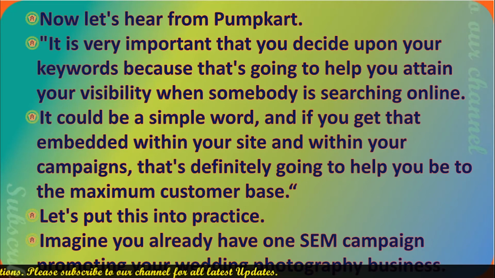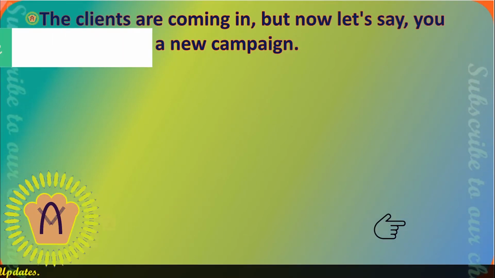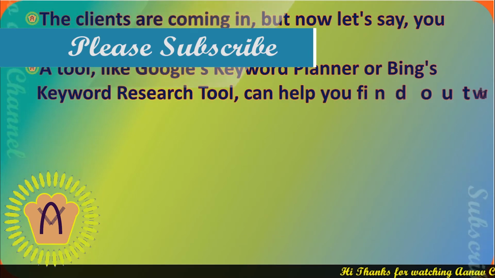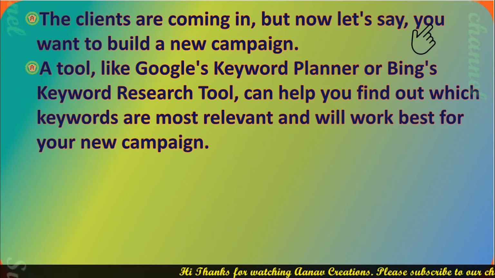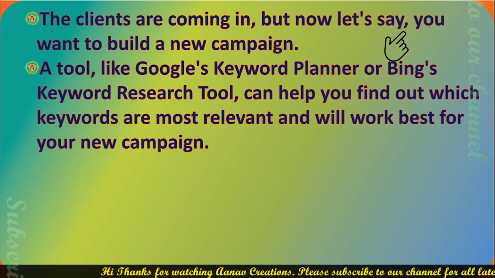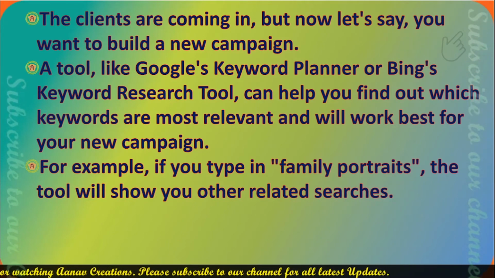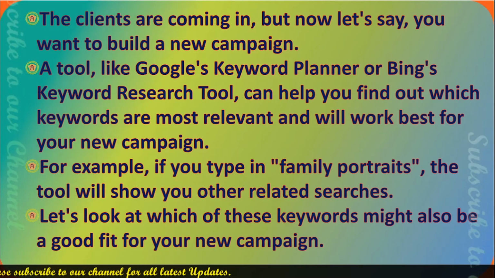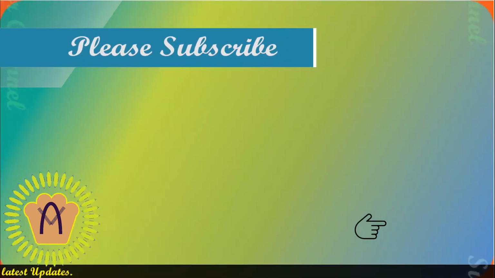Imagine you already have SEM campaigns promoting your wedding photography business online. The clients are coming in, but now let's say you want to build a new campaign. A tool like Google Keyword Planner or Bing's Keyword Research Tool can help you find out which keywords are more relevant and will work best for your new campaign. For example, if you type in family portraits, the tool will show you other related searches as well. Let's look at which of these keywords might also be a good fit for your new campaign.